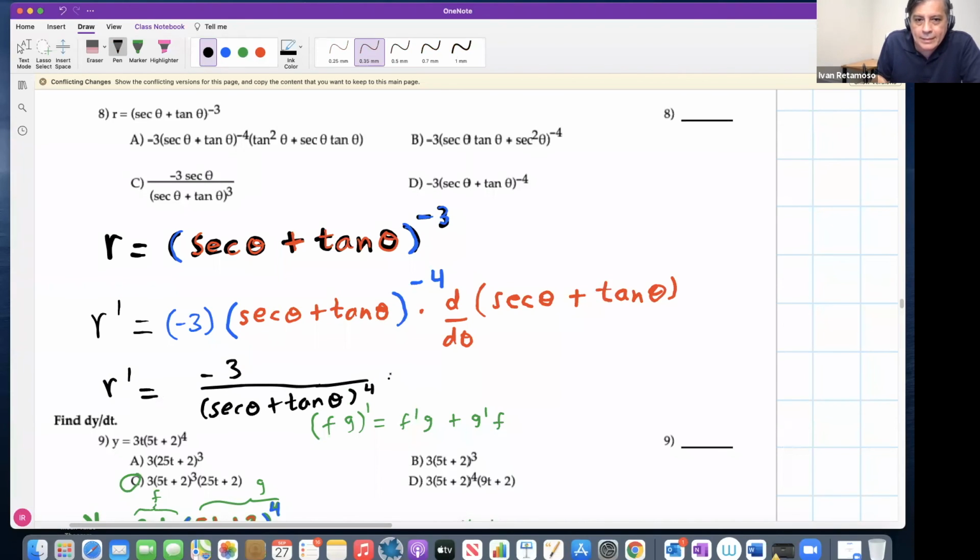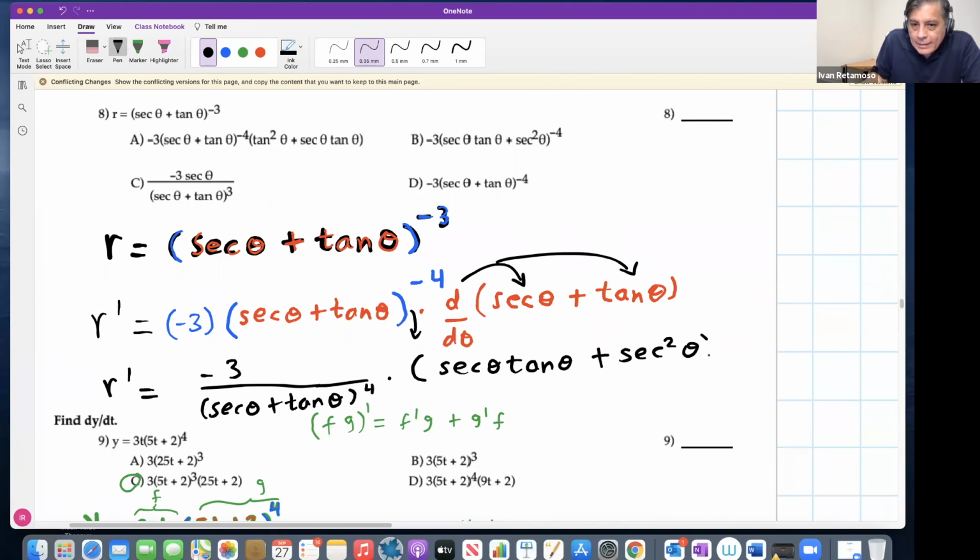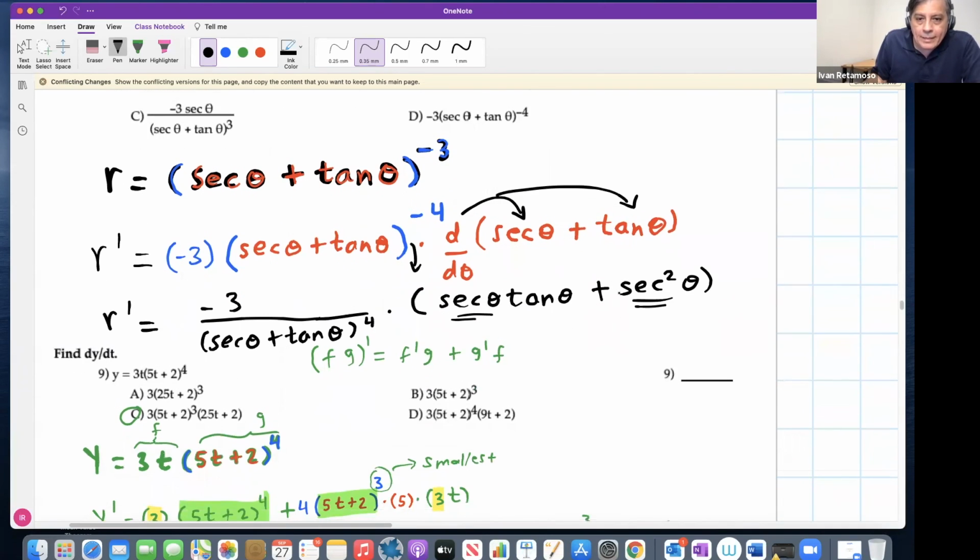in the bottom, because it's a negative exponent. I don't want it up there. Write it down here. Times this derivative. But what is the derivative of secant? The derivative of secant is secant of theta times tangent of theta, right? And the derivative of tangent is secant square of theta, right? Now notice I can factor out secant, right? I can factor out secant, and this will lead to the following.